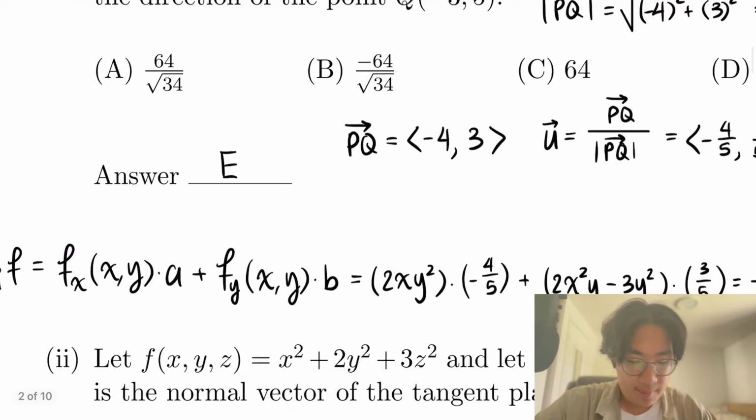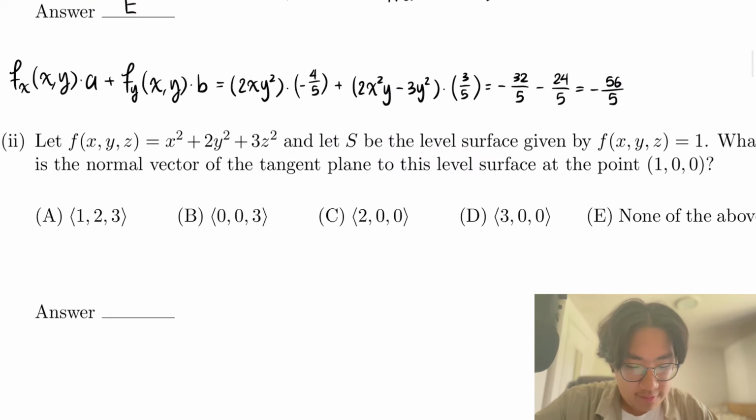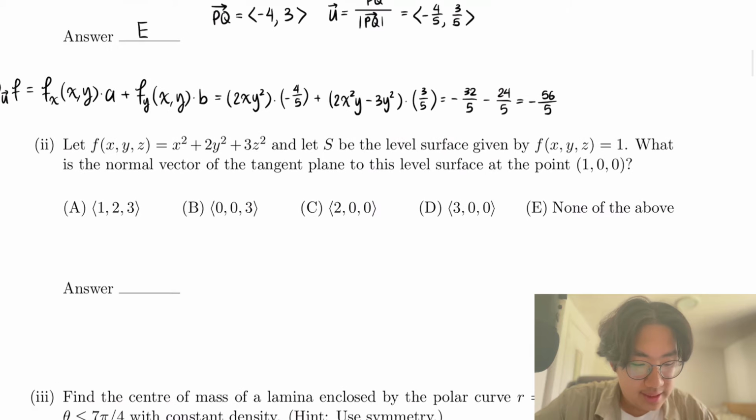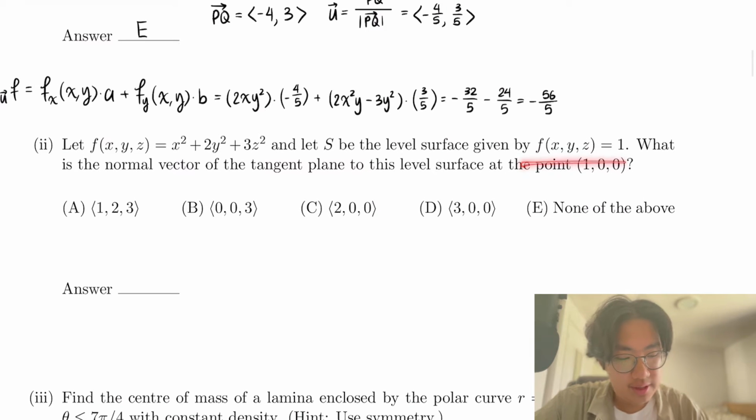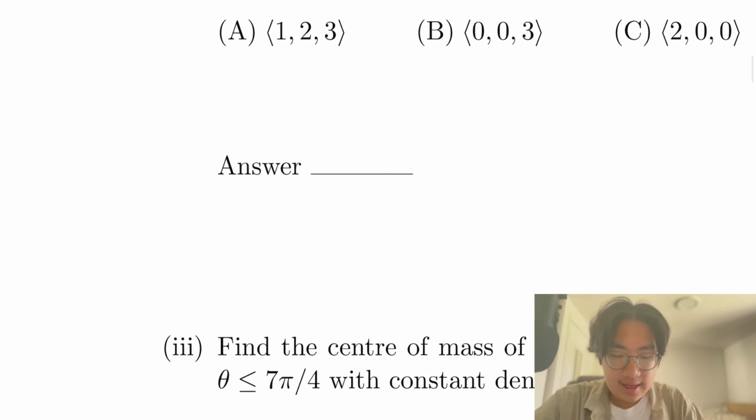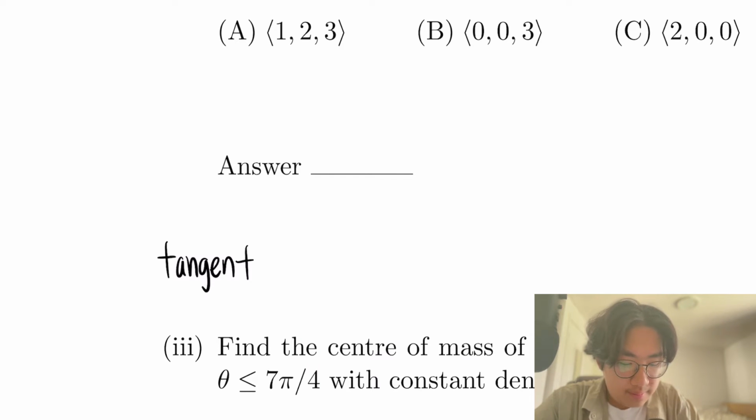All right. Next question, let f of x, y, z equal to x squared plus 2y squared plus 3z, and let S be the level surface given by this function over here. What is the normal vector of the tangent plane to this level surface at the point 1, 0, 0? In this case, again, let's remind ourselves of the tangent plane formula, or the equation.